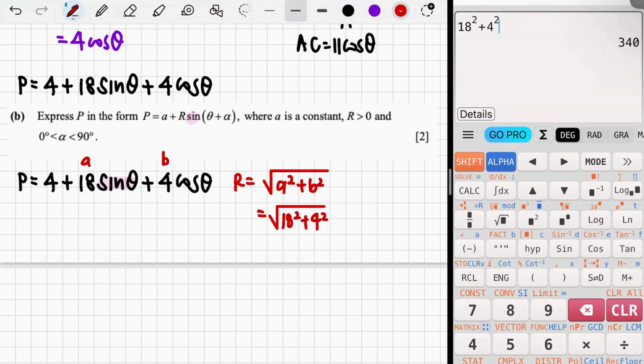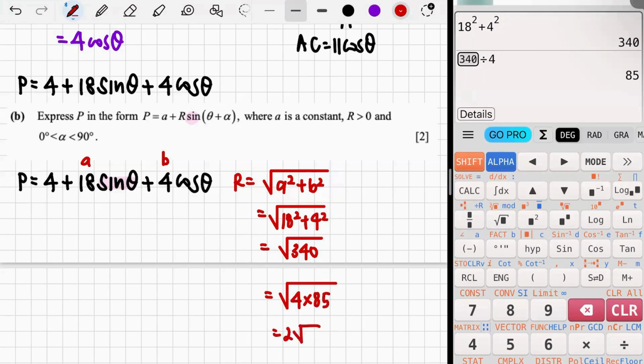So 340. This part here is square root 340. Square root 340 surely can simplify, so I try to divide by a perfect square. 18 squared plus 4 squared was 340. Maybe I try to divide by 4. So I'll have 4 times 85 inside. Square root 4 is 2. So I got 2 root 85 like that. This one looks good.